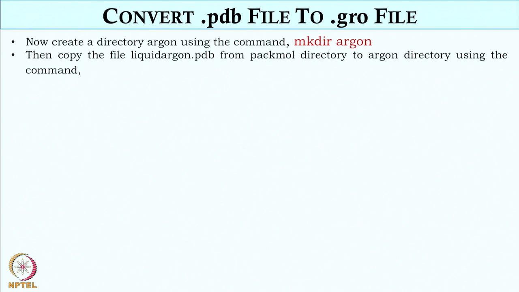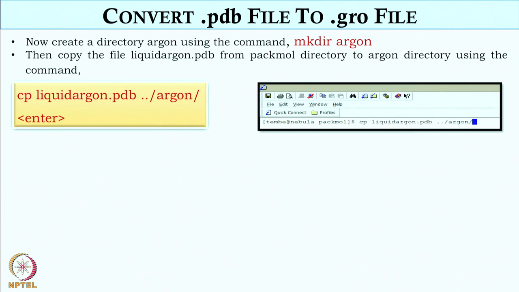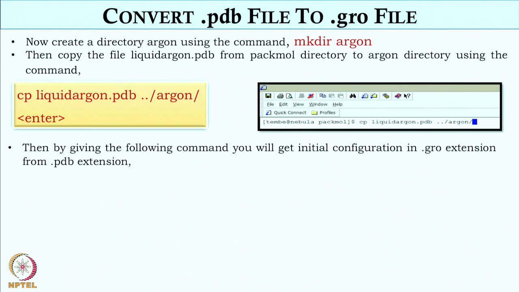Now we'll copy the liquid_argon.pdb file from the pacmol directory to the argon directory using the command cp liquid_argon.pdb ../argon. So what do those two dots mean? Does it mean it goes to a higher directory? The two dots mean that it is going out from the directory pacmol, and then it is going to the directory argon. So the directory argon is at the same level as pacmol?